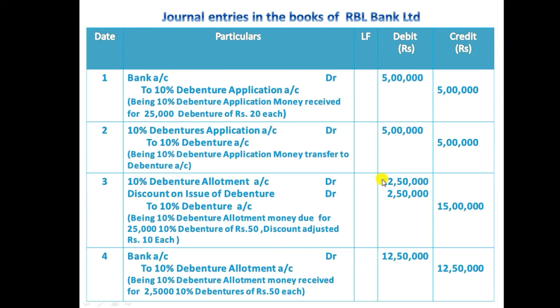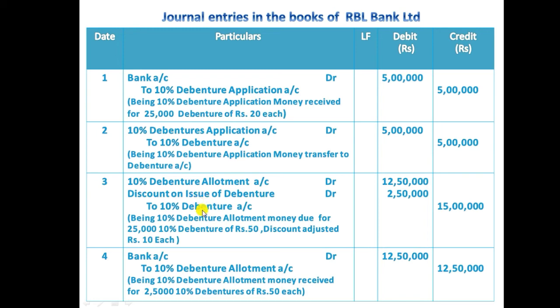And to 10% debenture account 15 lakh. The debenture holder will pay as due 12 lakh 50,000. The company will add 2 lakh 50,000 as a discount. The debenture holder account will be credited 15 lakh rupees. We should write the narration being 10% debenture allotment money due for 25,000, 10% debentures of rupees 50 each, discount adjusted 10 each. Here also we credited the debenture since the debenture is a liability for the business. When liability increases, we need to credit it.